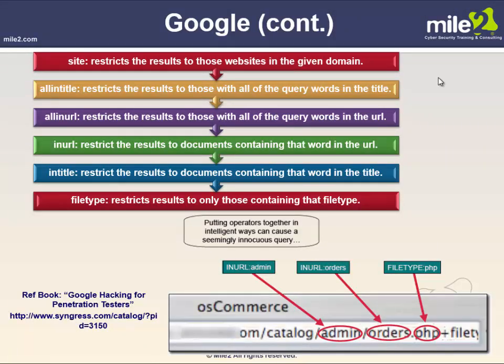We also have the ability, rather than just doing in title, of doing things like all in title or all in URL, which basically restrict the results to those with all of the query words in the title, versus just using in title, which restricts the results to documents containing that word in the title. So if you wanted to be more specific, you can do all of the query words in the URL, which again makes it more specific and takes down your search results. So just keep in mind as you're going out there and doing these things that it might be a good idea to take a look at some of the results that you get by using some of these operators.